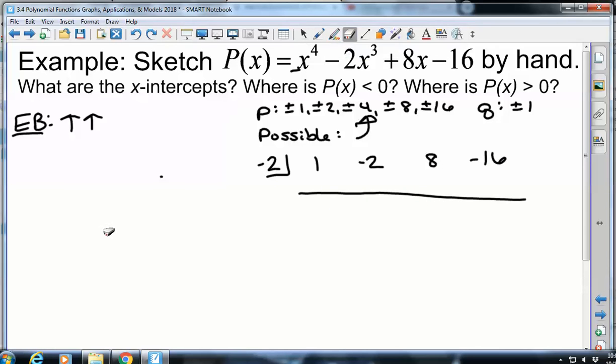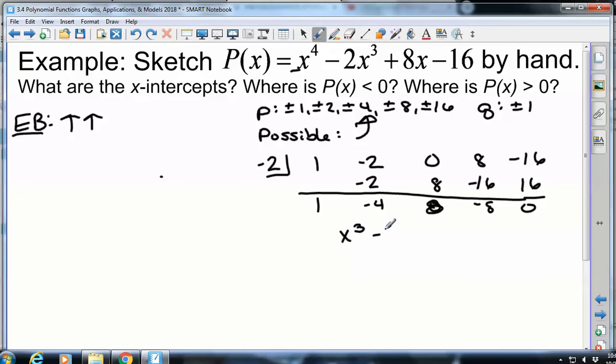What did I do wrong when I wrote this? We don't have an x squared, so we need a 0 for our squared. Okay, so 1 comes down, so it's going to be -2. We get x cubed minus 4x squared plus 8x minus 8. Can we do that? No. So what are we going to do?